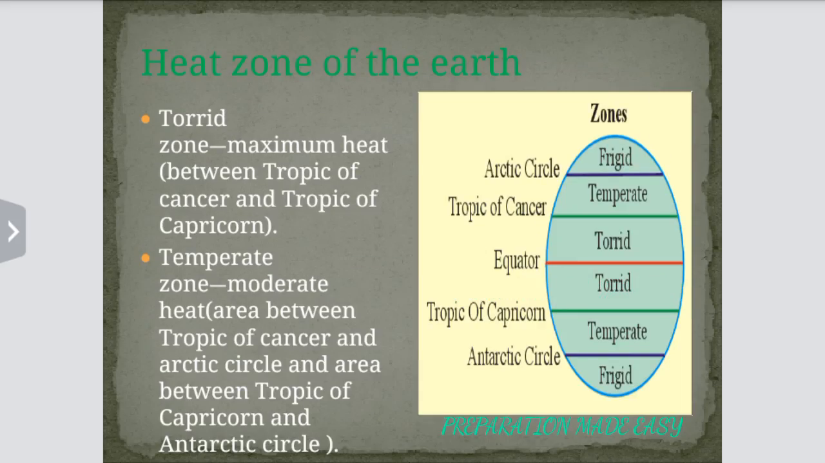Now let us see the heat zones of Earth. First, let us see the torrid zone, that is the area which has maximum heat, that is between the Tropic of Cancer and Tropic of Capricorn. And the second one is temperate zone, that is the area which has moderate heat. Area between Tropic of Cancer and Arctic Circle, and the area between Tropic of Capricorn and Antarctic Circle. These areas have temperate zone, that is moderate heat.